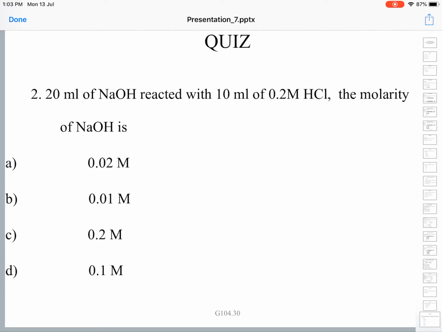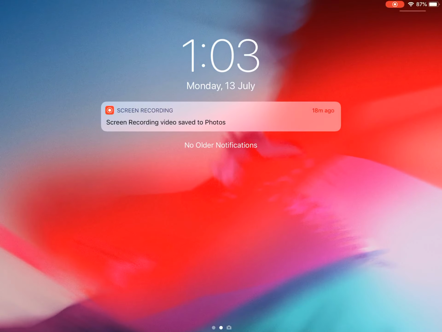We have also seen the formula for dilute solutions, the molarity formula for dilute solutions. We have also learned the molarity formula for neutralizations, and we worked out the relevant problems. With this we finish this lecture.